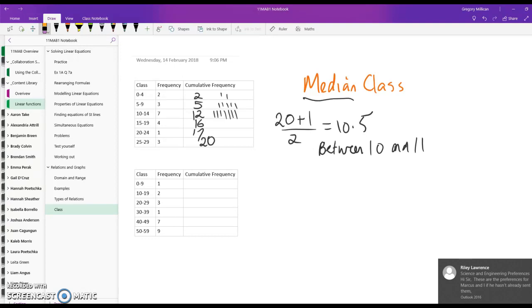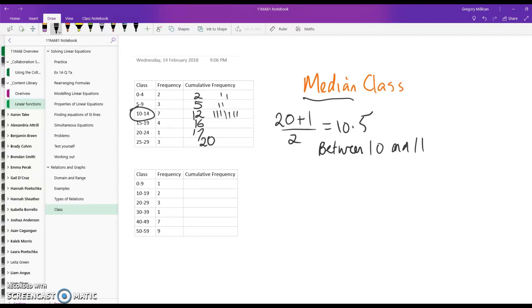Okay, I'll rub those two out. All right. So the 10th and 11th are in those two. Must be in that group. So the median class is 10 to 14.